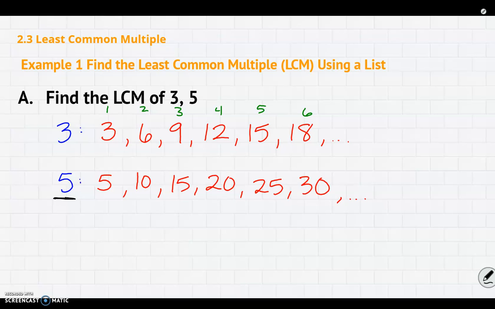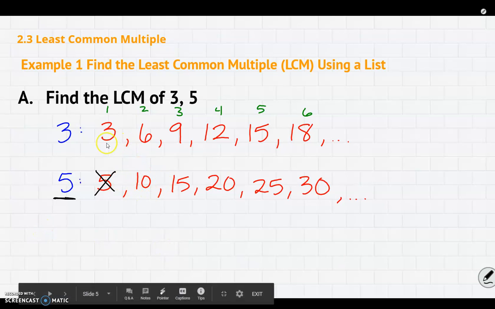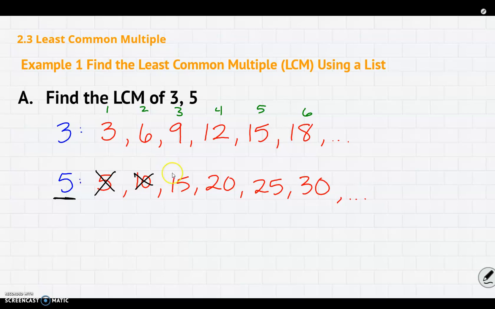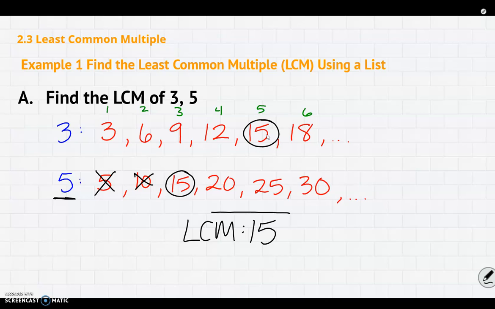So I started with the first multiple, 5. Well, I don't see a 5 in the other list at all. So I'm going to cross off the 5. I don't see it. And then I'll move on to 10. I don't see a 10 in this other list at all. So I'm going to cross off the 10. And then I move on to 15. Well, I actually do see a 15 in the other list. So 15 is common to both of them, which means I circle them, and my LCM then is 15. So 15 is a multiple of 3, and it's a multiple of 5. It happens to be the least of both.